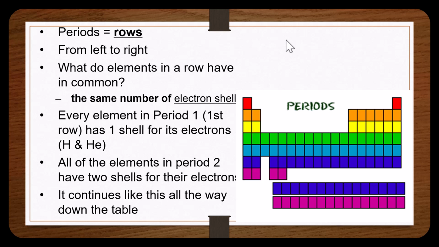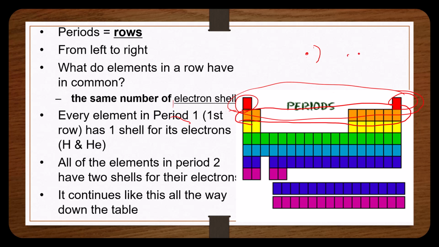down the table. So what that's saying is, in the first row with hydrogen and helium, this row right here, it has one shell which the electrons would orbit. And period 2, which would be this row, it would have two shells the electrons would orbit. And period 3, which would be right here, would have three shells which the electrons would orbit.